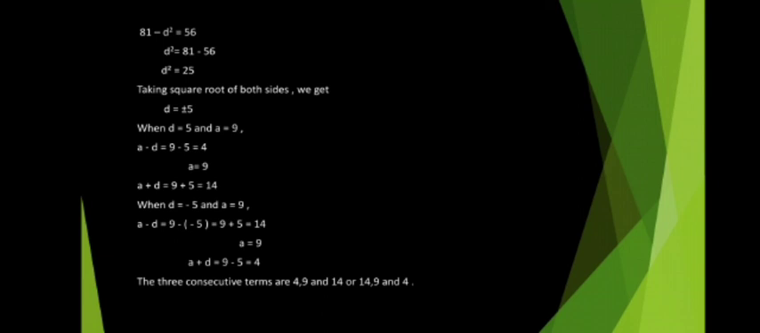Now second, we'll take the other value of d, that is d is equal to minus 5 and a is equal to 9. Now the first term is a minus d, which is 9 minus the value of d, what are we taking over here? Minus 5. Absolutely correct. So 9 minus minus becomes plus. So 9 plus 5 is equal to 14. And the further part you can do by yourself. So the three consecutive terms are 4, 9 and 14, or we can say 14, 9 and 4.